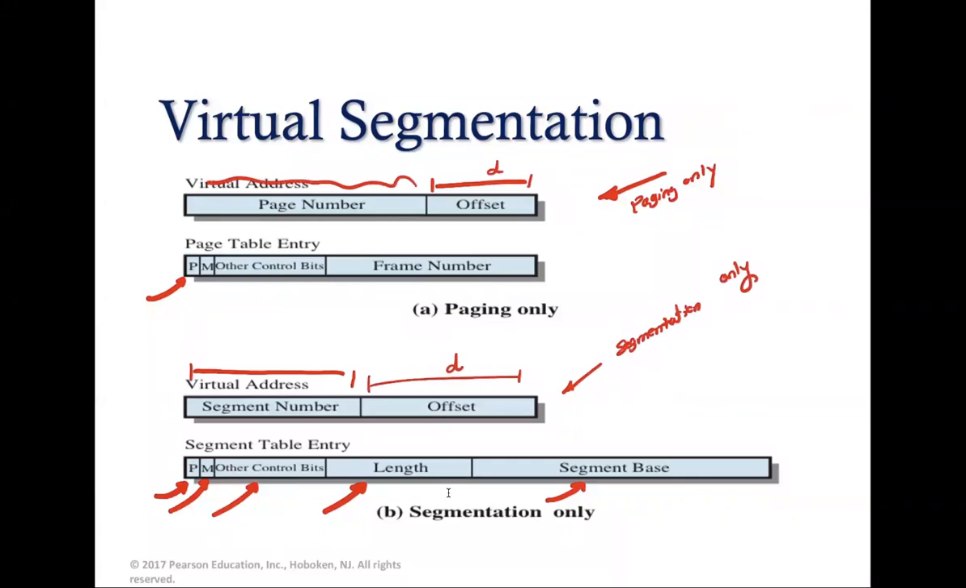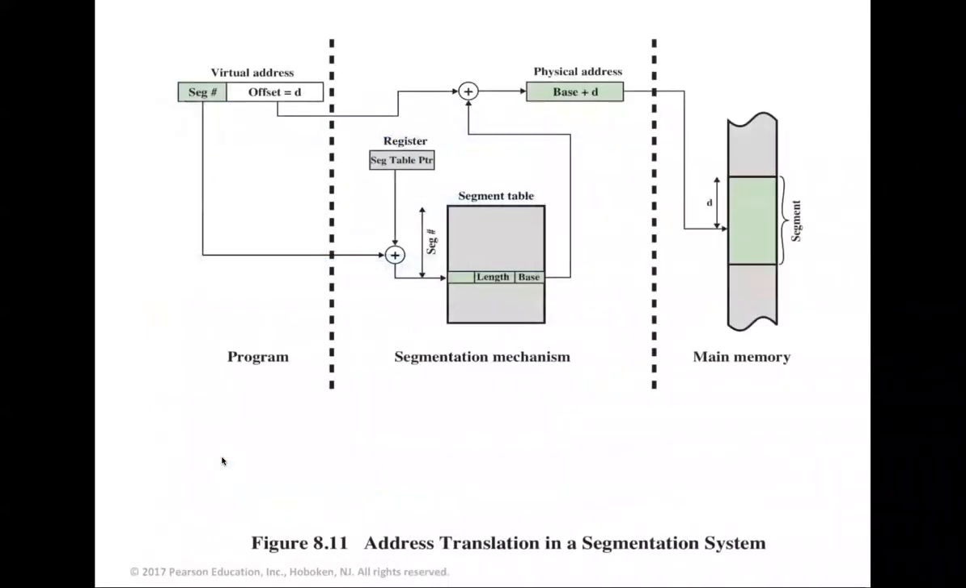The segmentation table includes information about the length of each segment, as well as the starting address or the segment base address, in addition to the present, the modified, and other control bits. In the page table entry, which is a more simplified version, we only store the direct frame number in which each page is loaded. So the basic mechanism for reading a word from memory involves the address translation of a virtual address into a real address within the main memory, or sometimes we call it a physical address.